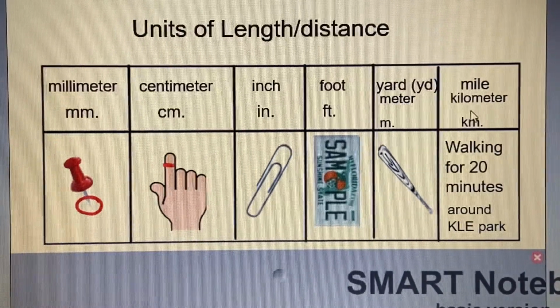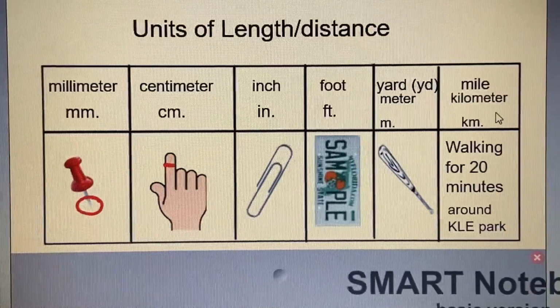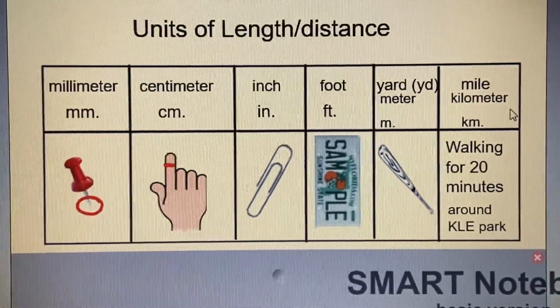Finally, we've got mile, abbreviation MI, and kilometer, abbreviation KM. Now, it's very tempting to say kilometer, but that's not really appropriate. It's not the correct way to say it. It's a kilometer.